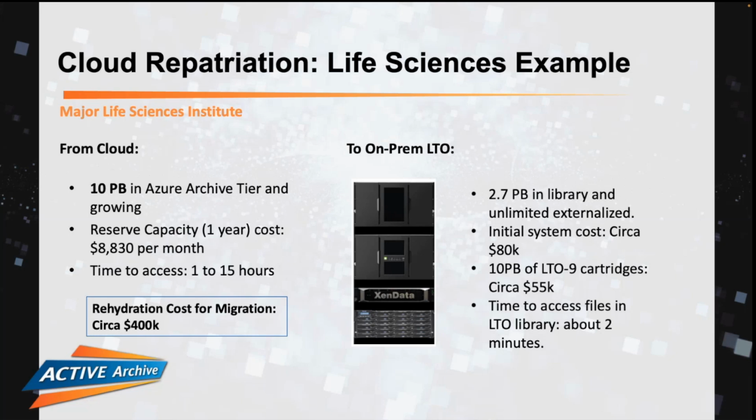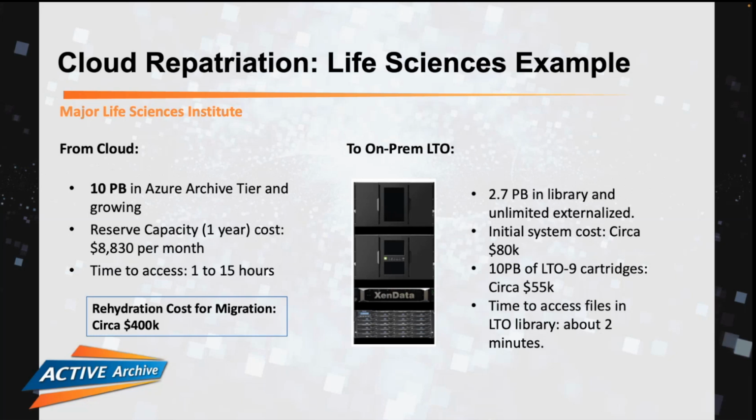With this first life sciences example, the customer had 10 petabytes in Azure in the lowest cost tier. That was to keep their monthly costs down. That lowest cost tier is the archive tier. This organization had 10 petabytes, but it was growing fast. Even at the 10 petabyte level, the annual subscription cost was about $100,000 a year.